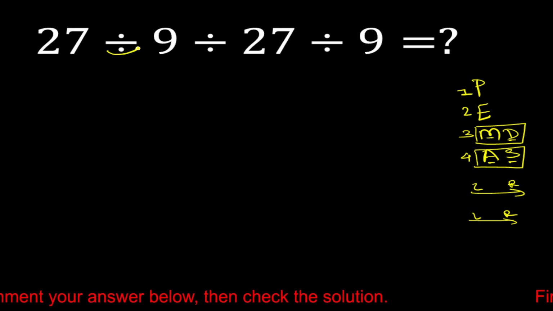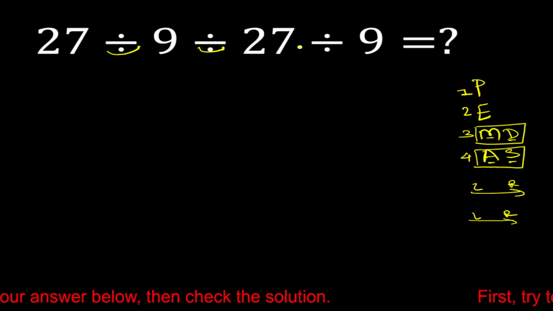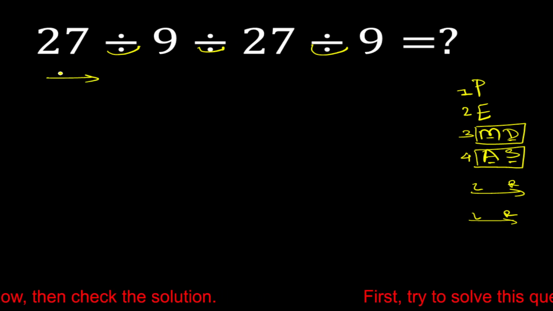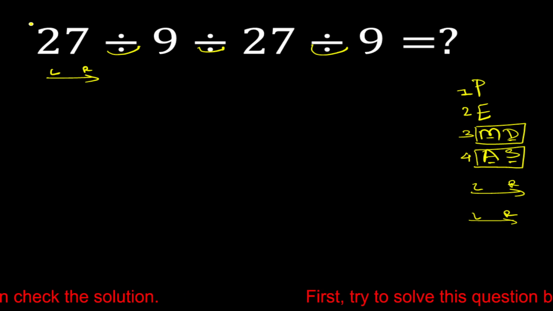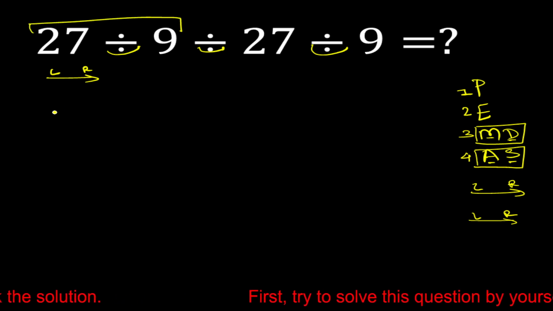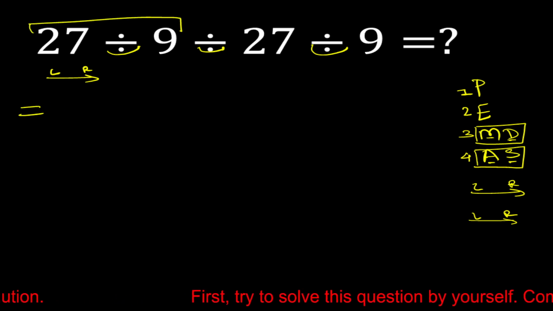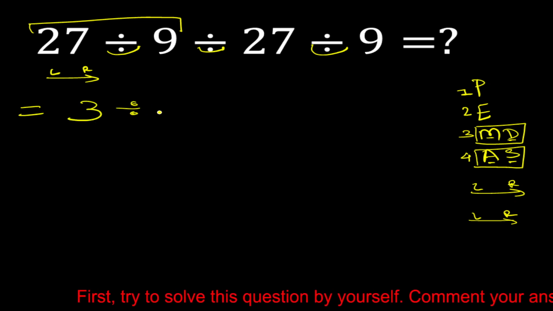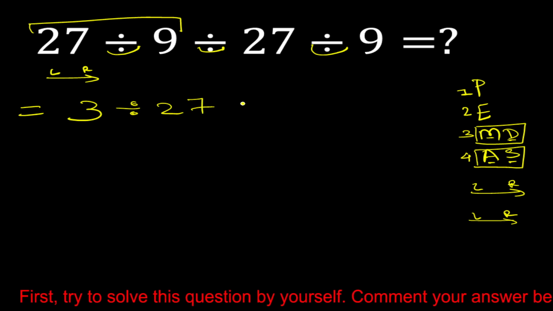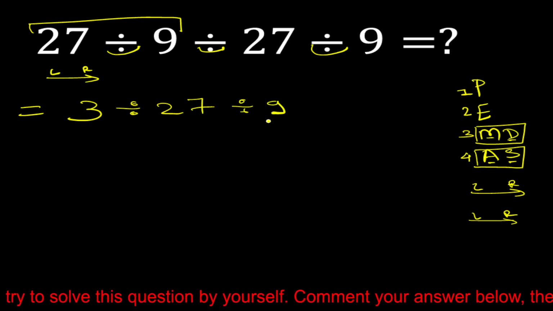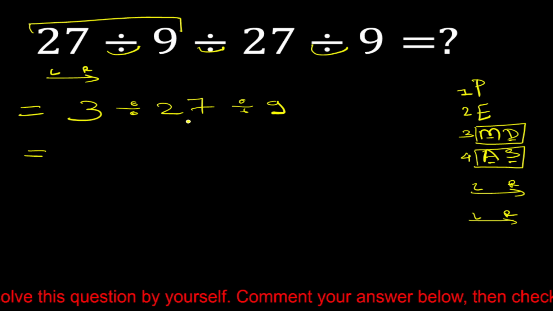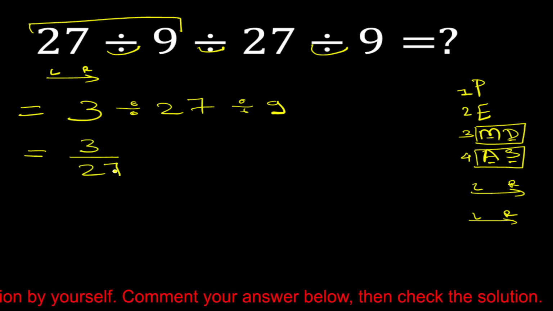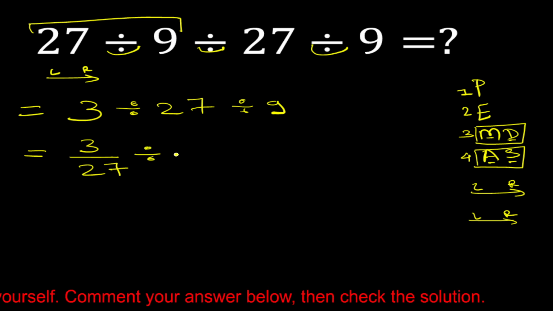Okay, here is division, and also here is division. All have equal priority, so we have to solve it from left to right. So first we have to solve this division. So 27 divided by 9 is equal to 3, divided by 27, divided by 9. Okay, now 3 divided by 27 can be written as 3 upon 27, divided by 9.